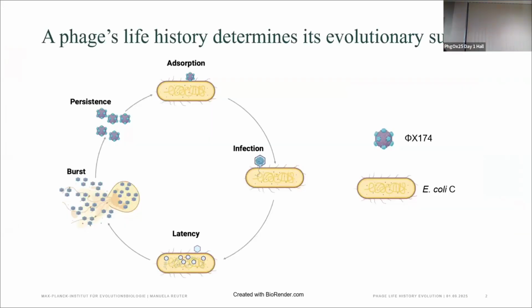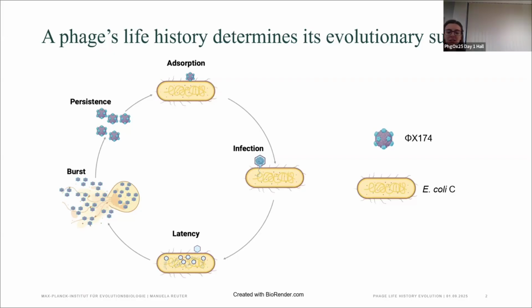Here we go. For our study, we used the model phage Phi-X174, which is a strictly lytic phage that doesn't have a tail. It has 11 genes, and it infects E. coli C. When we measure in our lab, it has an approximate lysis time of 17 minutes and a burst size of approximately 140. Because we come from an evolutionary biology institute, of course, we used experimental evolution to actually change those life history traits.